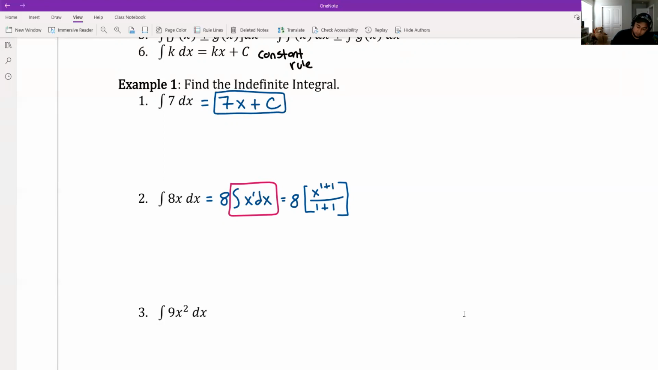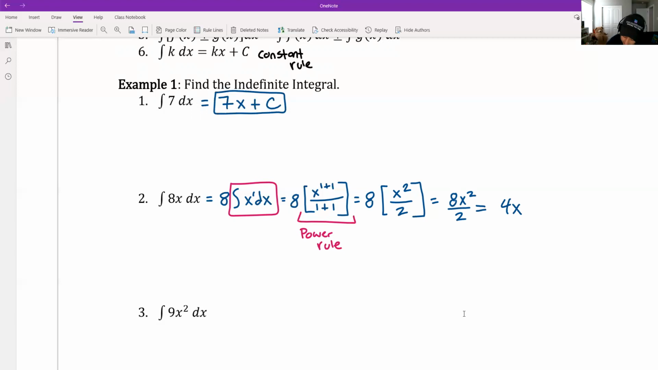So this is power rule. Now, let's clean it up. You get 8 times x squared over 2. Multiply it. You get 8x squared over 2, or 4x squared. And we are done. Do not forget to add the c. There it is.